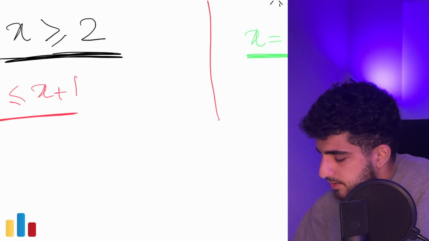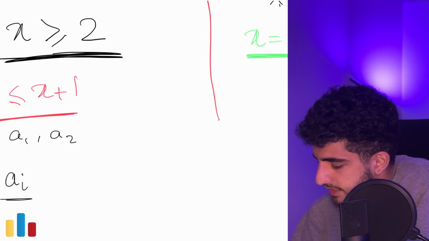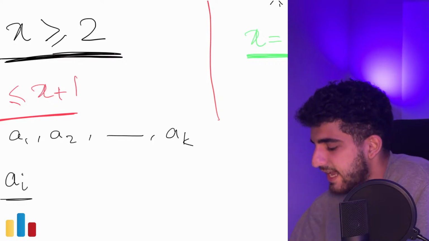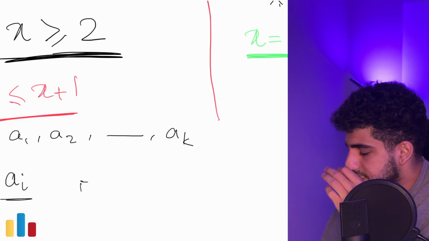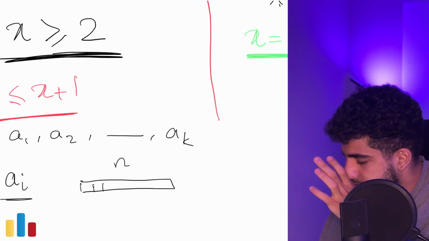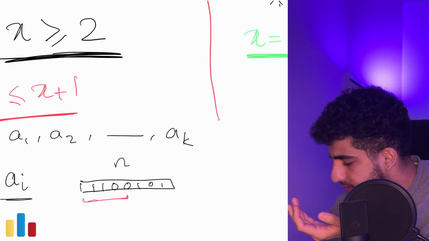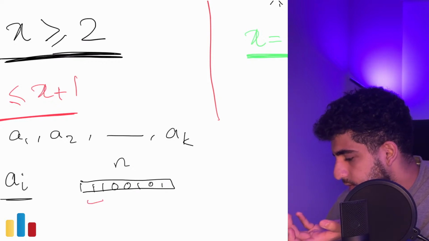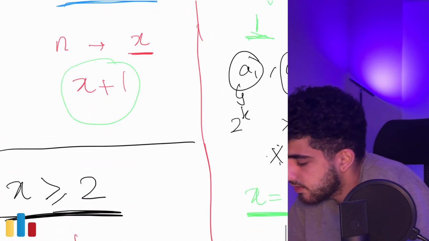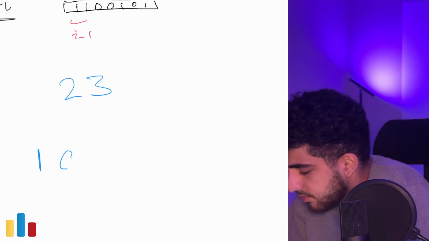Our numbers are a1, a2 to ak. I show you that in ai, among the most significant bits of n, some bits are on and some bits are off. Among the most significant bits of n, the first i minus 1 bits of them should be 1. What do I mean? Let's consider the example that I said, 23. We had 23 equal to 16 plus 4 plus 2 plus 1.